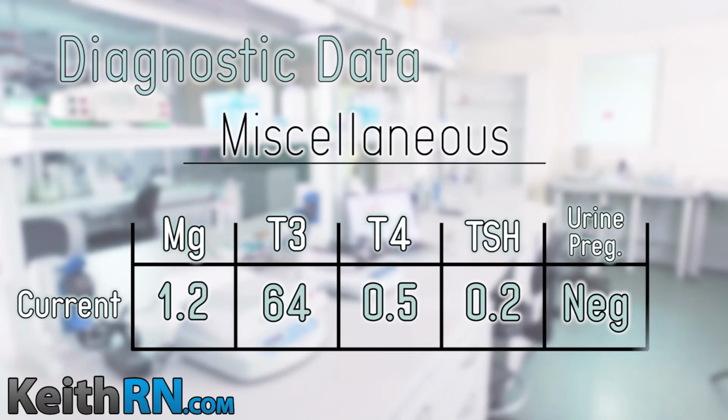Her thyroid's T3, T4, TSH. Her urine pregnancy is negative. And again, that MAG of 1.2 needs to be recognized as clinically significant.